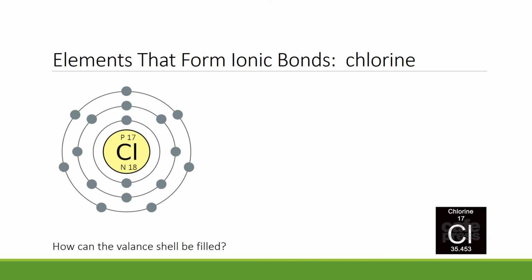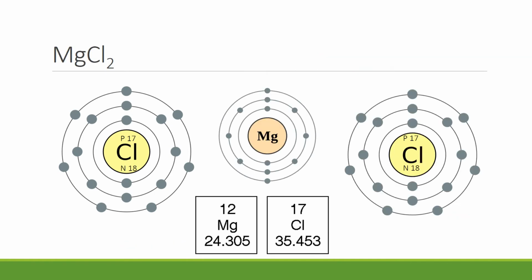As we saw before, we have the same problem with chlorine. It's got an outer shell that will act full when it has 8 electrons, but there are only 7 electrons in the outermost shell. So what might we do to fill this shell? If you said take one of the electrons from the outer shell of magnesium and put it in the chlorine on the right, and take the other electron from the outer shell of magnesium and put it into the chlorine on the left, you would be correct.